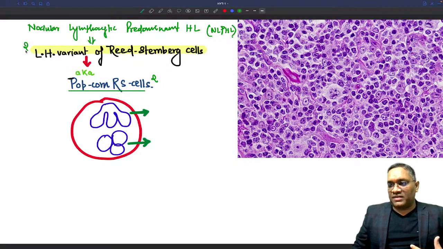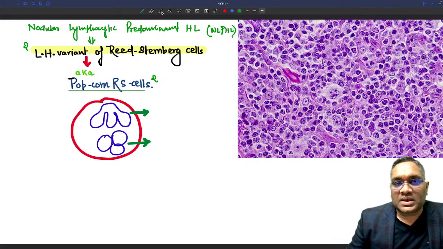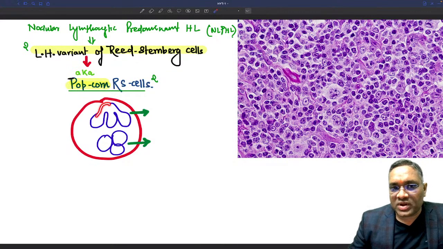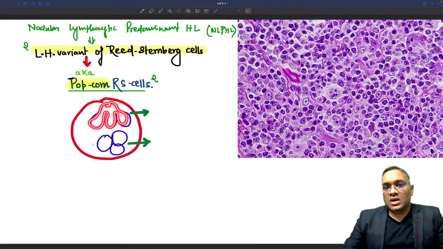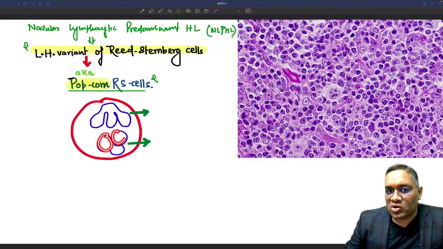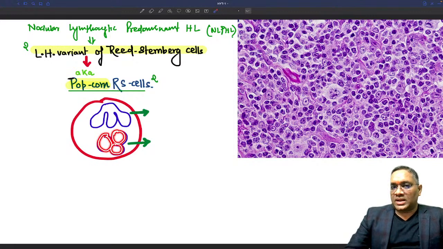So how you will identify, the nickname is popcorn. Its nickname is popcorn Reed-Sternberg cell. So how you will identify popcorn Reed-Sternberg cell? You can see what I'm showing you. Nucleus will be either like a polypoidal lobe. So either polypoidal nuclear lobe will be there, or they will be multi-lobated in appearance, like this, right?